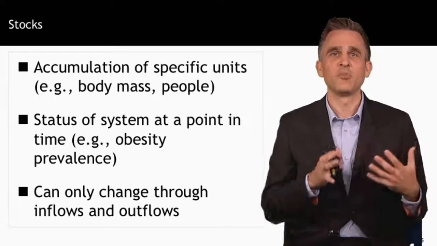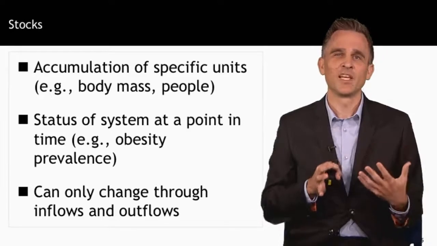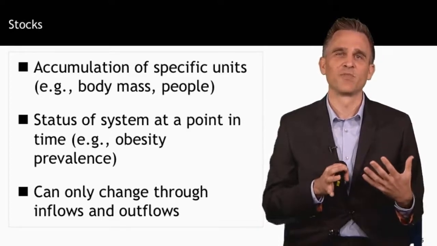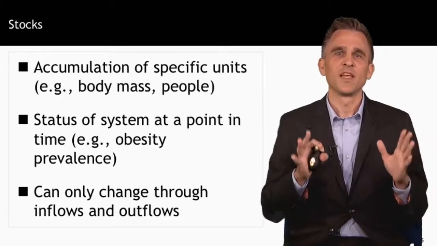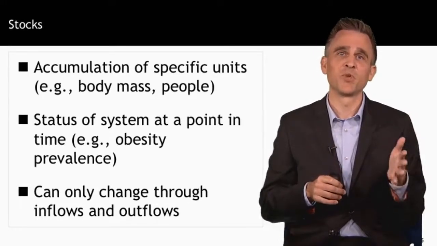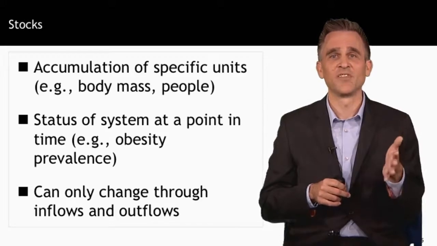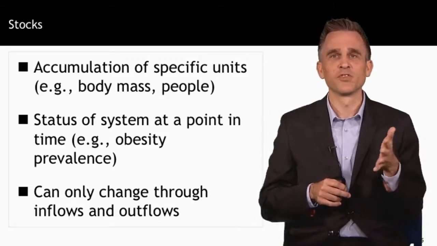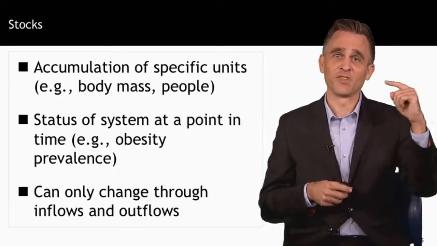Stocks accumulate over time, but they can also be measured at any single point in time. And that's really the main thing that distinguishes stocks from flows. Let's just say you could freeze time and take a picture of the world. Stocks would be the things that you could measure. A perfect example is obesity prevalence, because prevalence represents the number of cases of obesity that exist at a specific time. Stocks are also straightforward because they can only change through inflows and outflows, through the faucet or through the drain.